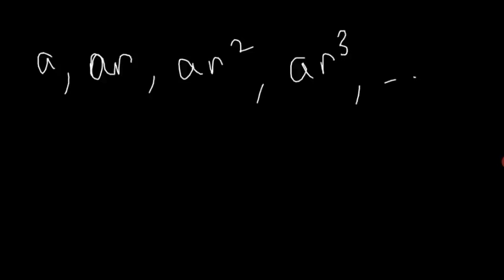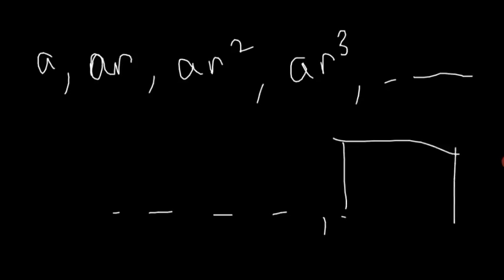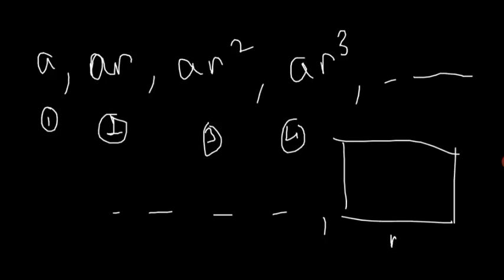Now we see the series: A, AR, AR squared, AR cube, so on, so on, till this is the nth term. Let's say this is the first term, this is the second term, this is the third term, this is the fourth term, this is the nth term. If you see very clearly, let me write the series as A, AR to the power Q.